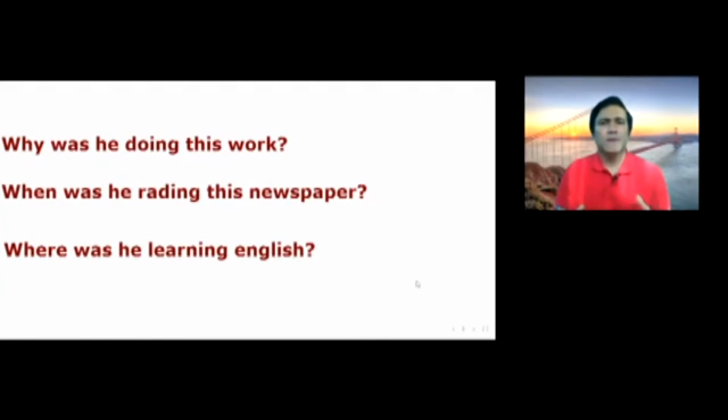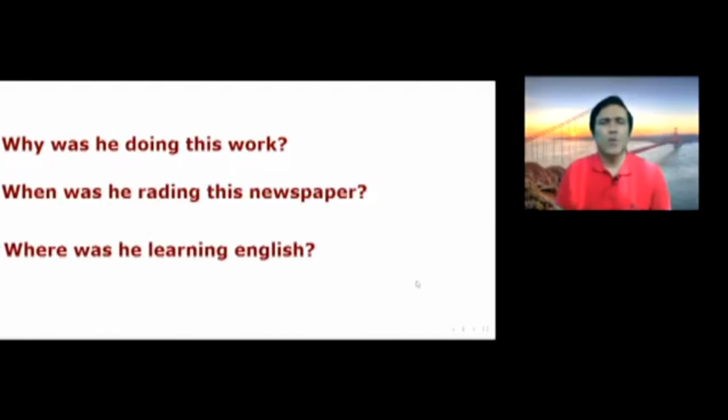Now you can change the subject here, and you can change the auxiliary verb, was, were, and verb, and you can make a lot of sentences using WH questions. Why? Like, why was he waiting for us? Why was she waiting for us? Why were they waiting for us? Why was Kareem waiting for us? So in this way, you can make a lot of sentences.